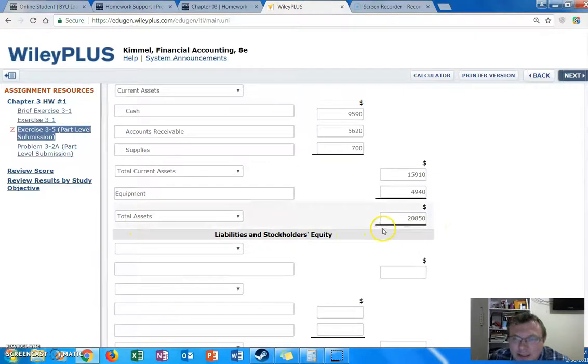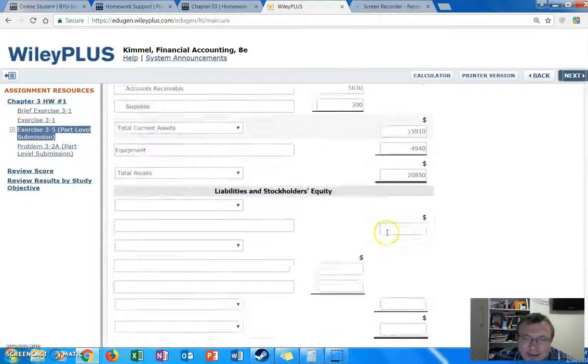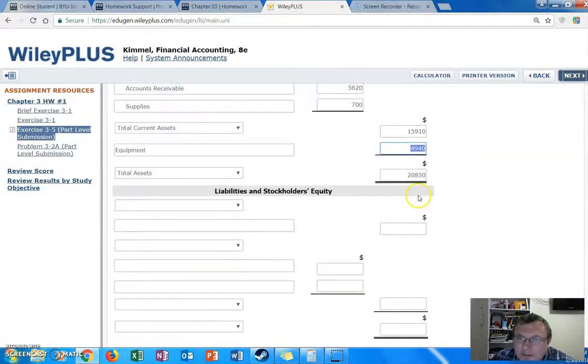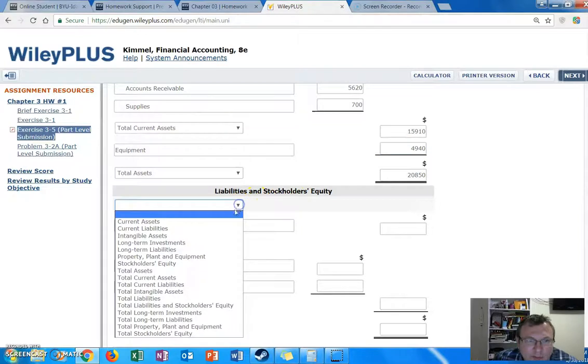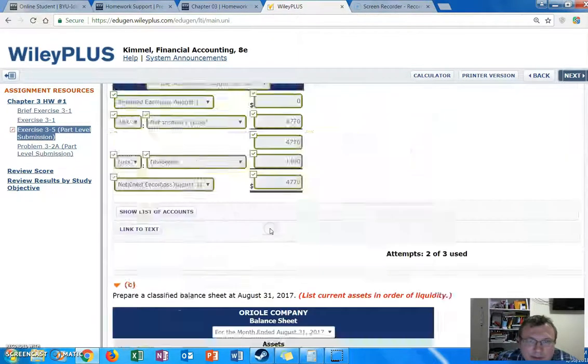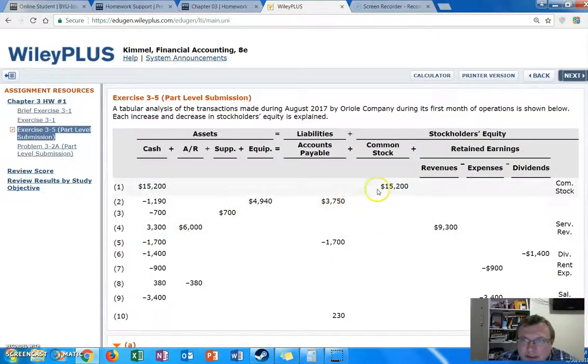You got the double line, which is like your equals. I guess there's a couple different ways you can look at that, but I just think of it like that's the final section. So total assets, you just add up the total current assets and your equipment. You get 20,850. And now we move on to current liabilities. There it is.